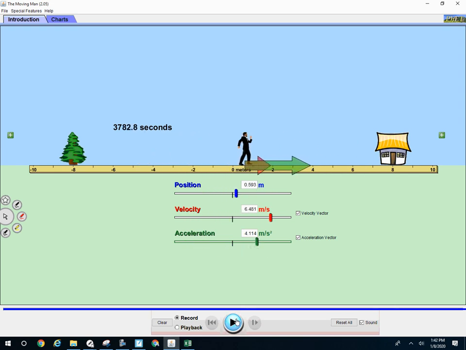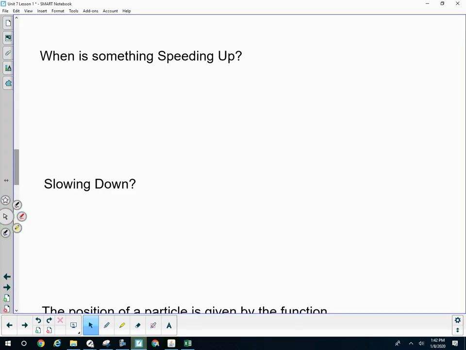So, thinking about those arrows, tell your neighbor, when are we speeding up? Not when acceleration is positive. Love it. When velocity and acceleration are going in the same direction.